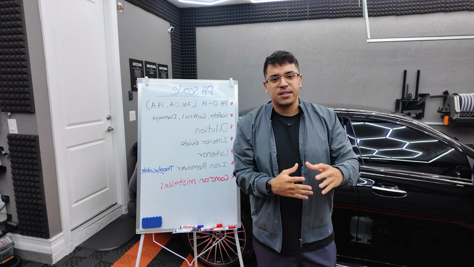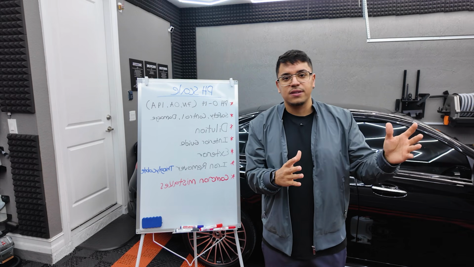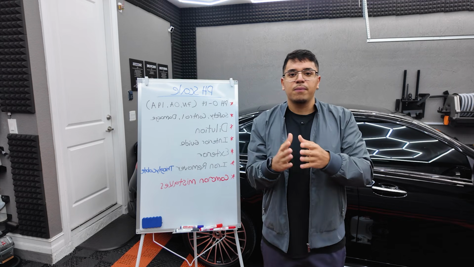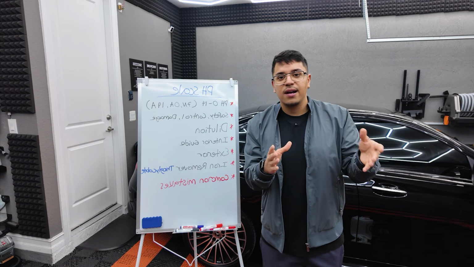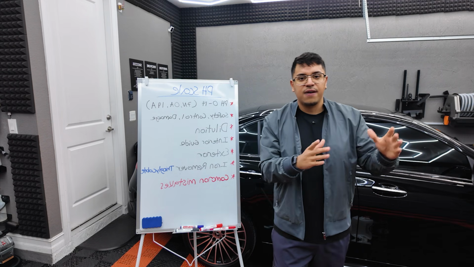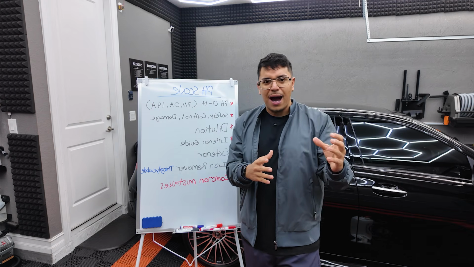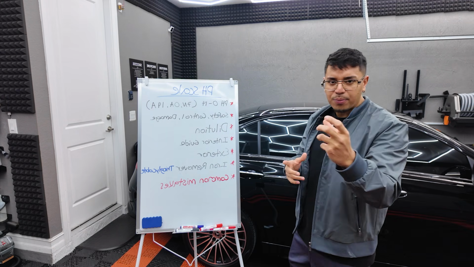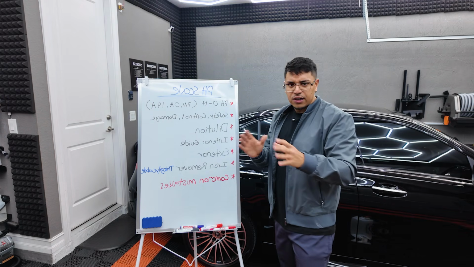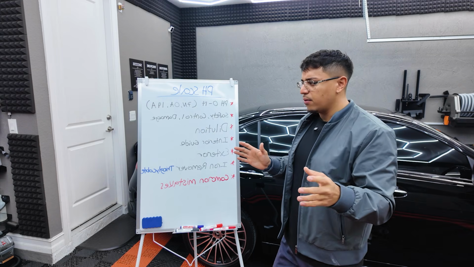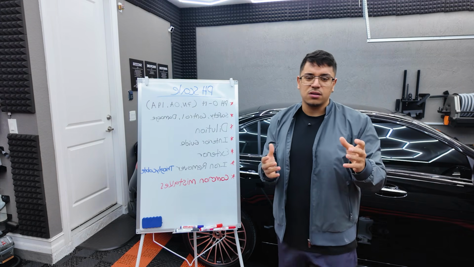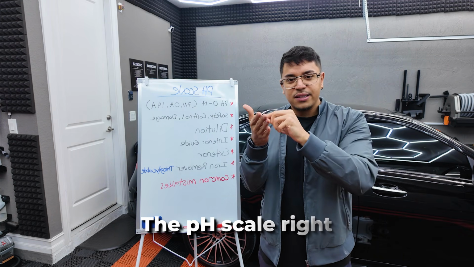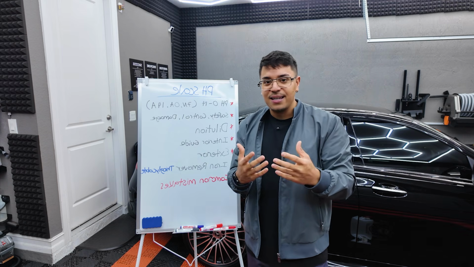Degreasers have a pH scale usually of 13 to 14, but then APCs can go from 11 to 12.5, right? So they're not as aggressive as degreasers, but you're still getting the power of the alkaline cleaning properties, all right? So yeah, very simple, very straightforward. So you already know. For example, Koch Chemie is very cool. Koch Chemie will tell you the pH scale right on the label, so you know exactly what you're buying.